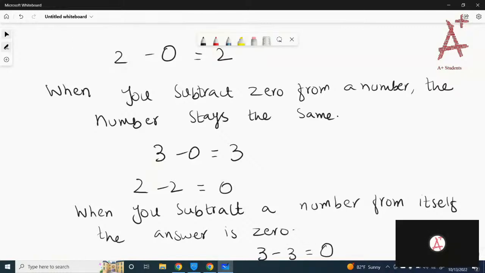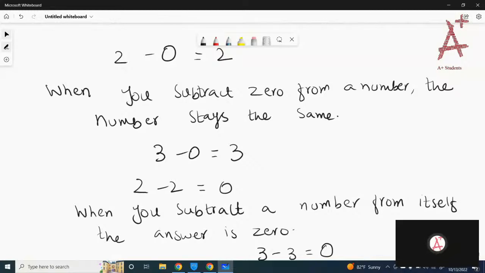So these are the two very important points. One of them is, when you subtract 0 from a number, the number stays the same. That means subtract 0 from any number, the answer is the same number. Got it? That means 2 minus 0 equals the same number 2. The other example is 3 minus 0 equals the same number 3. Got it? And when you subtract a number from itself, like you do 2 minus 2, the answer is 0. Got it?